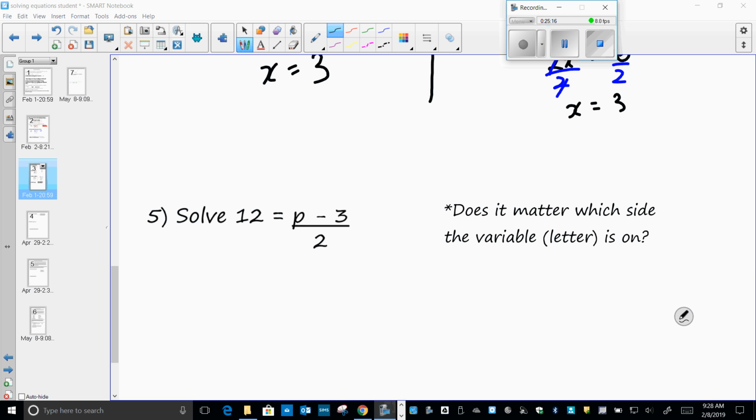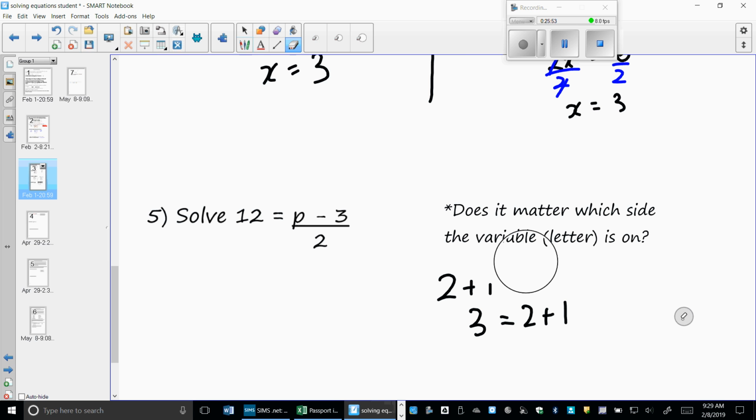So, my question to you here is, does it matter which side the variable, remember, is the letter, does it matter which side the letter is on? Does it matter if it's on the right or the left? No. If I had 2 plus 1, that equals what? 3. Could I write 3 is equal to 2 plus 1? Yes. So does it matter which side we have things when we're doing questions? Actually, it doesn't matter.